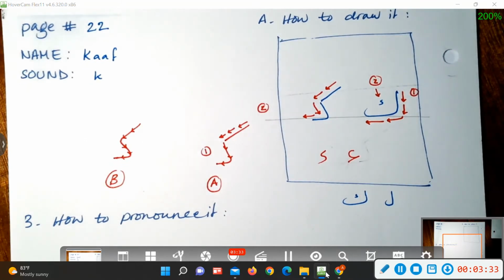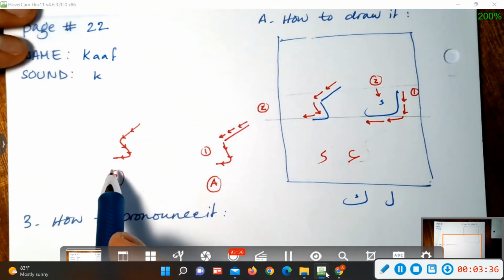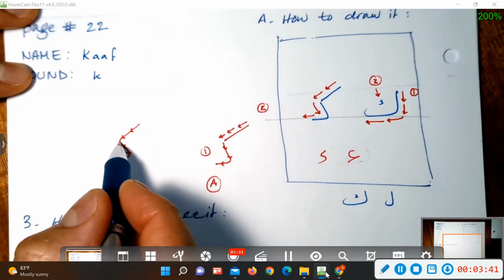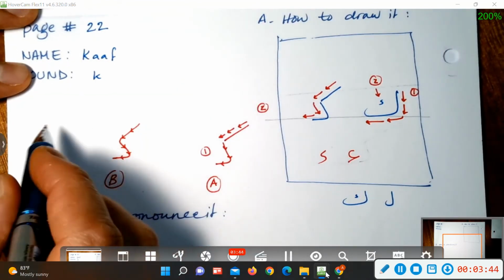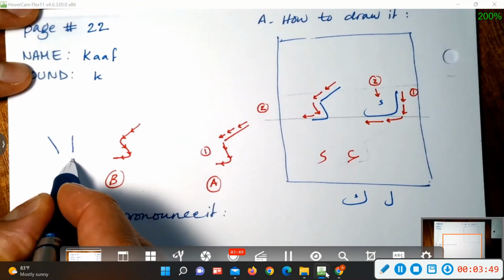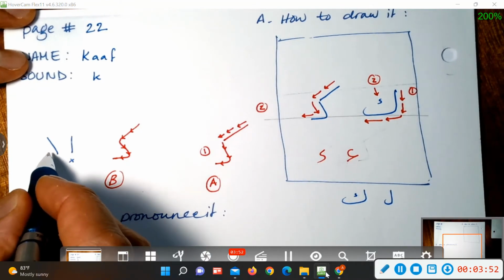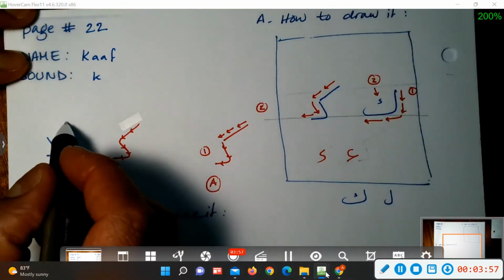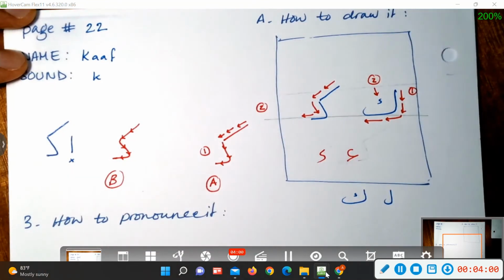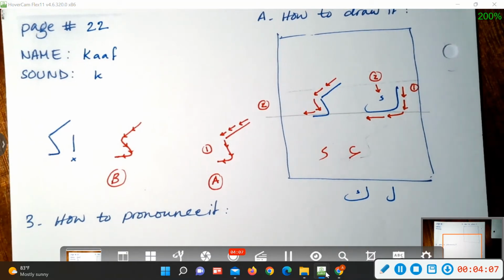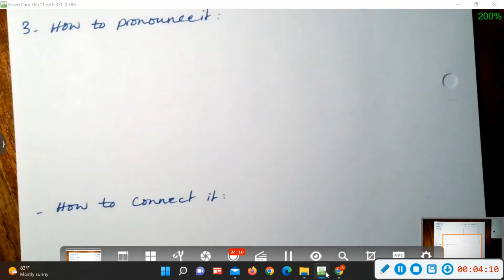So make sure when you draw the Kaaf, the stem of the Kaaf has to be a little bit tilted. It's not like Alif, that's Alif. The Kaaf is a little bit tilted toward the left. And then this is the base, and then we draw the line at the top. So let's see how we're gonna pronounce it. Then we go to connecting.